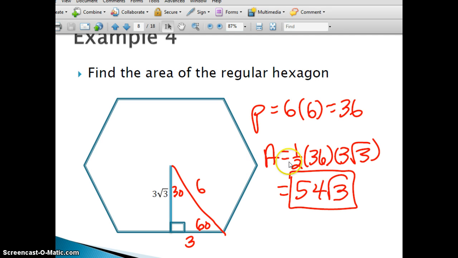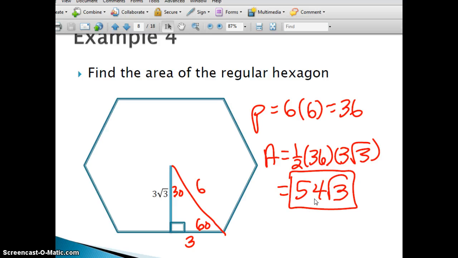We take area equals 1/2 the apothem, which is 3 root 3, times the perimeter, which is 36. Multiply those two numbers together. I get 108 root 3, and I take half of that, and I get 54 root 3. That's the area of a regular hexagon.